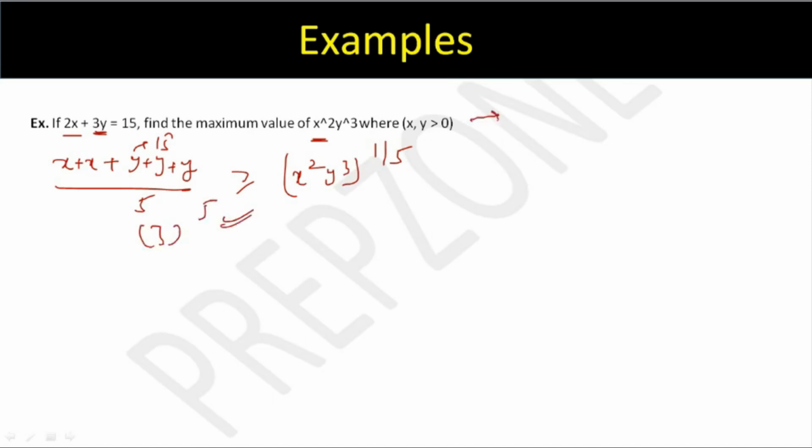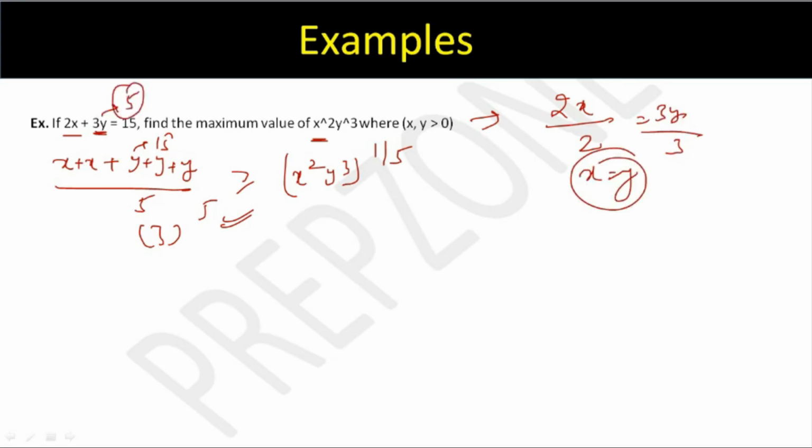Either that, or you know sum is constant. Product is maximum when what? When 2x by 2 is equal to 3y by 3. So when x is equal to y, this will happen. When the variables are equal, this is 5x equals 15. So the variable's value is equal to 3. If this is 3, this is nothing but 3 to the power 5. So either of the two approaches you can use and find your answers. Clear both the approaches? Next question.